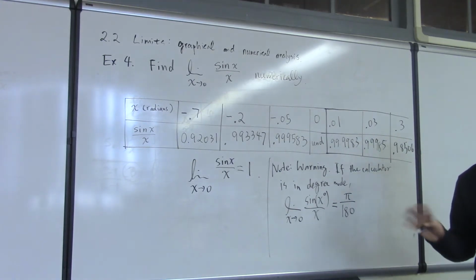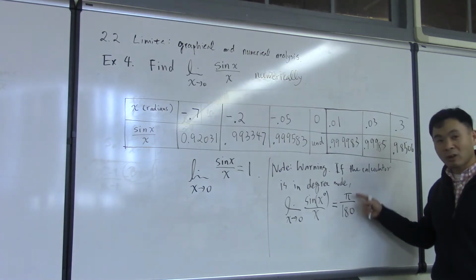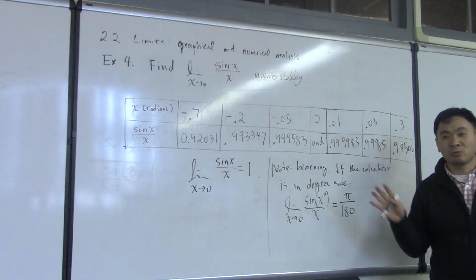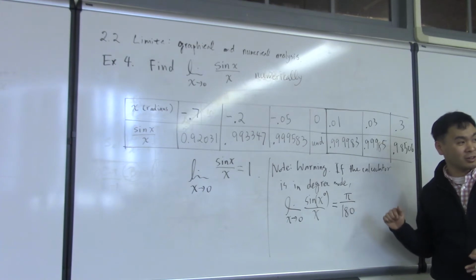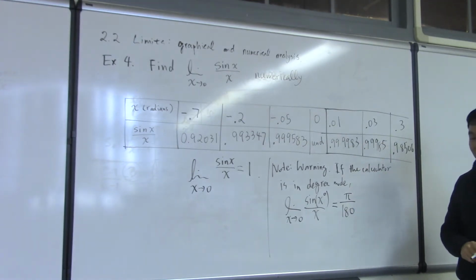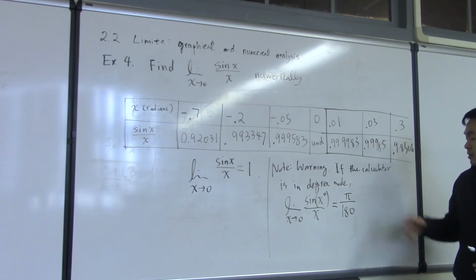And you wouldn't even recognize it's this value because in actuality you get 3.1415, this pi divided by 180, which gives you a number that's so strange you wouldn't recognize what the number is. Okay? So you will completely miss this question if your calculator is in degree mode.